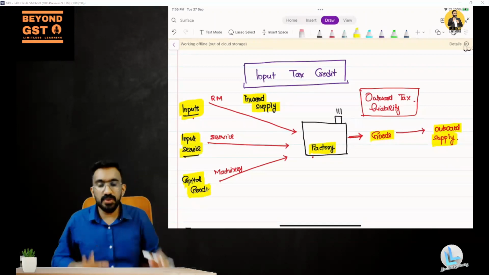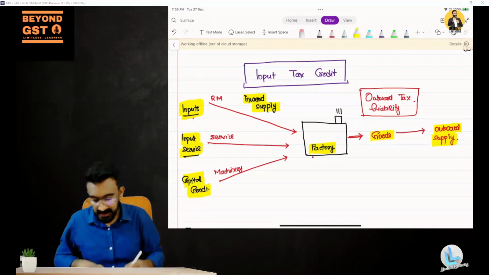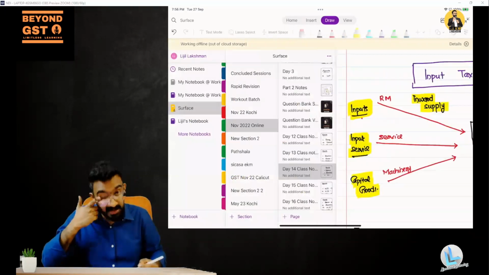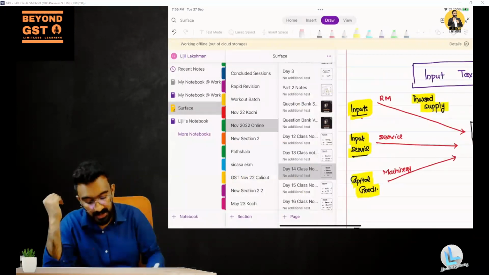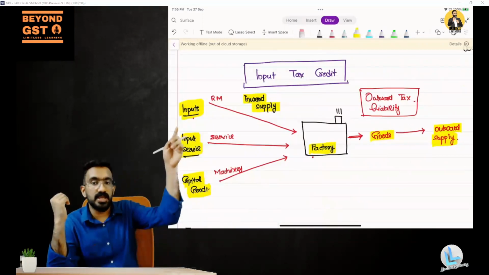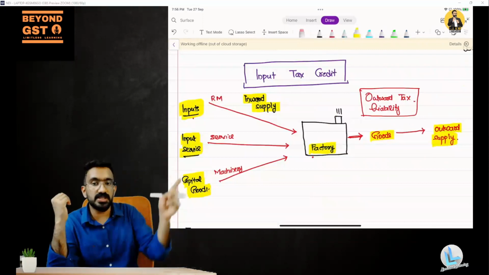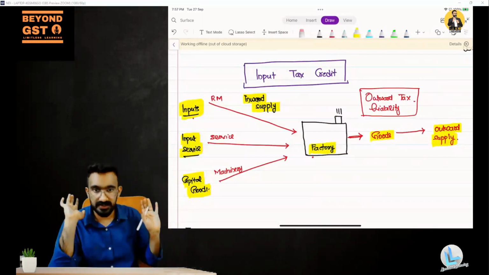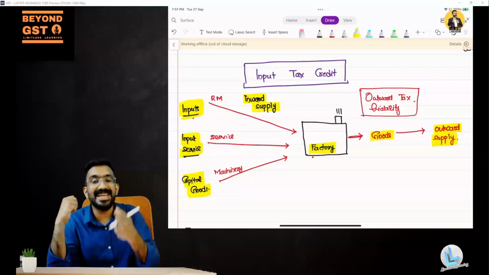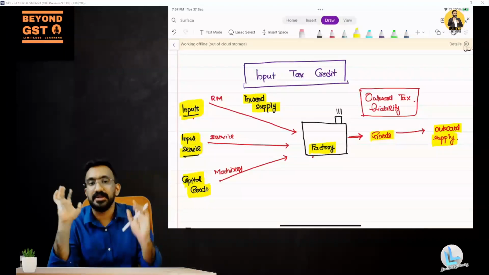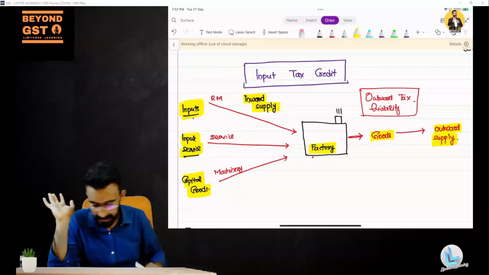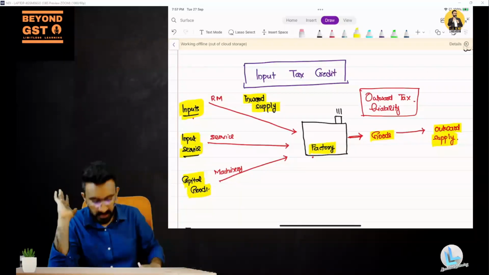So section 16, which talks about conditions for availing ITC, talks about inward supply of goods and services. When I say inward supply of goods and services, it includes three types: inputs, input services, and capital goods. On all of these three, you would have paid some GST, which you can take as input tax credit. And what would you do with this credit? You will set it off when you're paying your outward tax liability. This is the very basic concept of the ITC chapter.